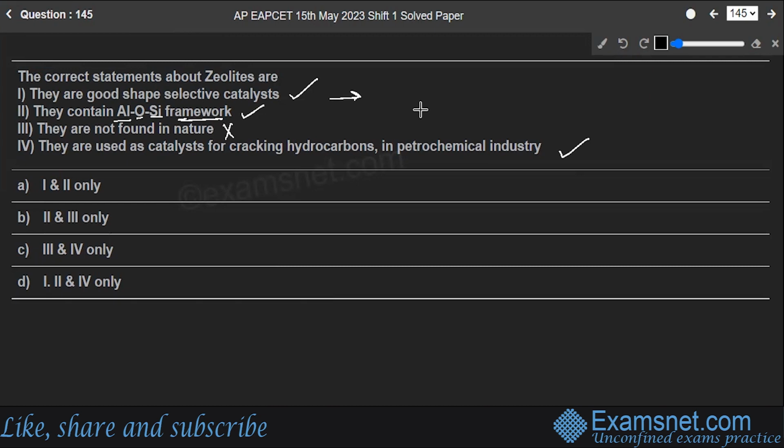They are aluminosilicates with a three-dimensional network of silicates in which some silicon atoms are replaced by aluminium, giving rise to this network, this framework. They are generally found in nature, so this statement is wrong. The third one is wrong, and they are widely used as catalysts in petrochemical industries for cracking hydrocarbons. So you have option D as the right answer.